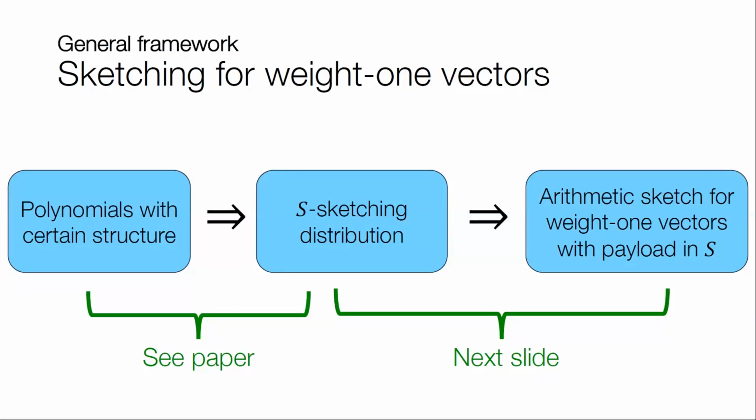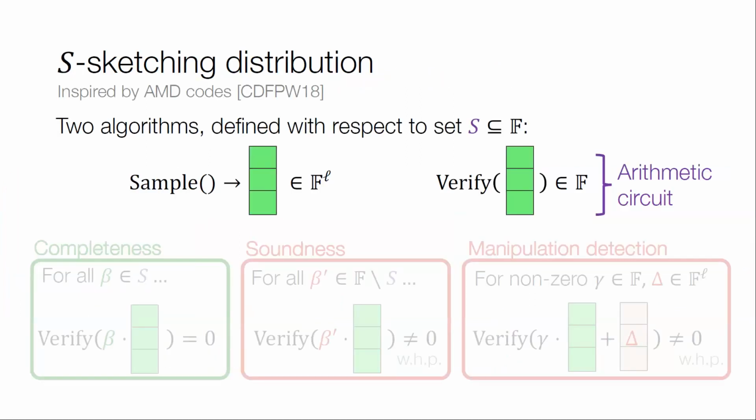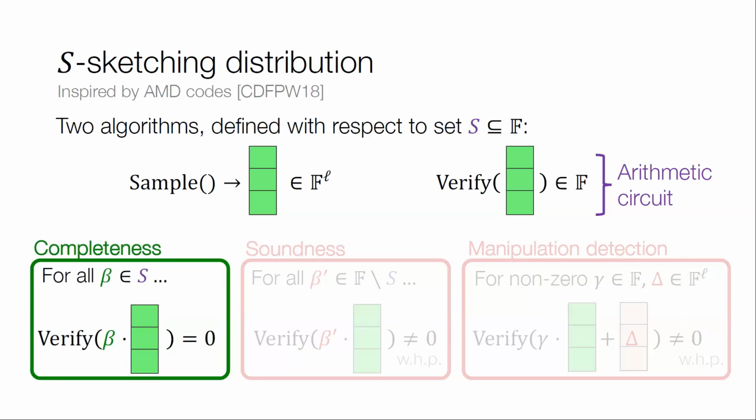So the first thing I have to tell you about is this S-sketching distribution, which is a new object we define in this paper. It's inspired very heavily by AMD codes, though it's not exactly giving you an AMD code. An S-sketching distribution consists of two algorithms. It's a sample algorithm, which outputs a vector, and a verification algorithm, which takes as input a vector and outputs one field element, telling you whether to accept or reject. These algorithms are defined with respect to some set S. These S-sketching algorithms should have three properties.